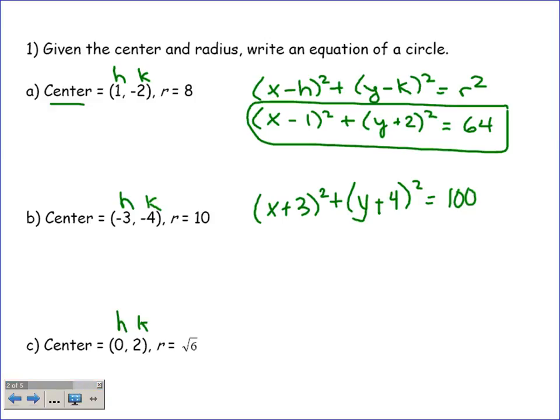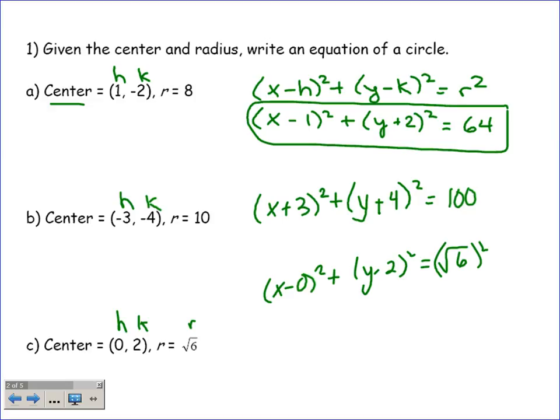It's a little bit more difficult. Notice our h is 0, so something else is going to happen here. We're going to actually do 2 steps for this one. This would be x minus 0 squared. This would be y minus 2 quantity squared. This is going to be the square root of 6 squared.